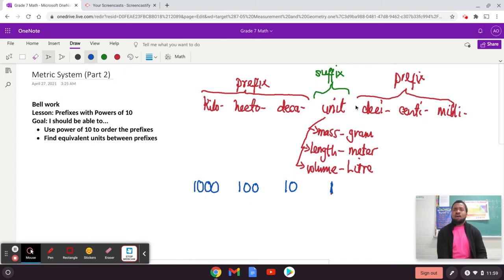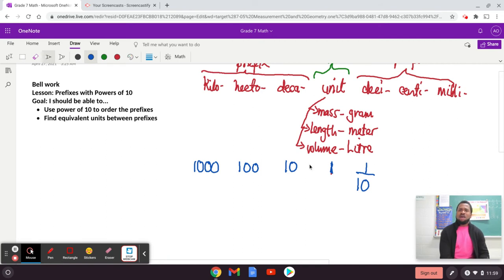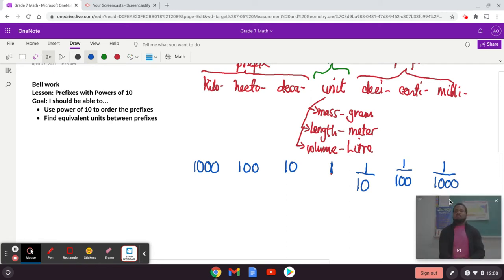However, on the other side, we said that deci, centi, and milli are less than our unit. Based on that, we know that deci is 10 times smaller than our unit, and that is written as 1/10. The other one, centi, is 100 times smaller than our unit, so it's written as 1/100th. And finally, our milli is 1,000 times smaller than our unit, and so this is written as 1/1000th.